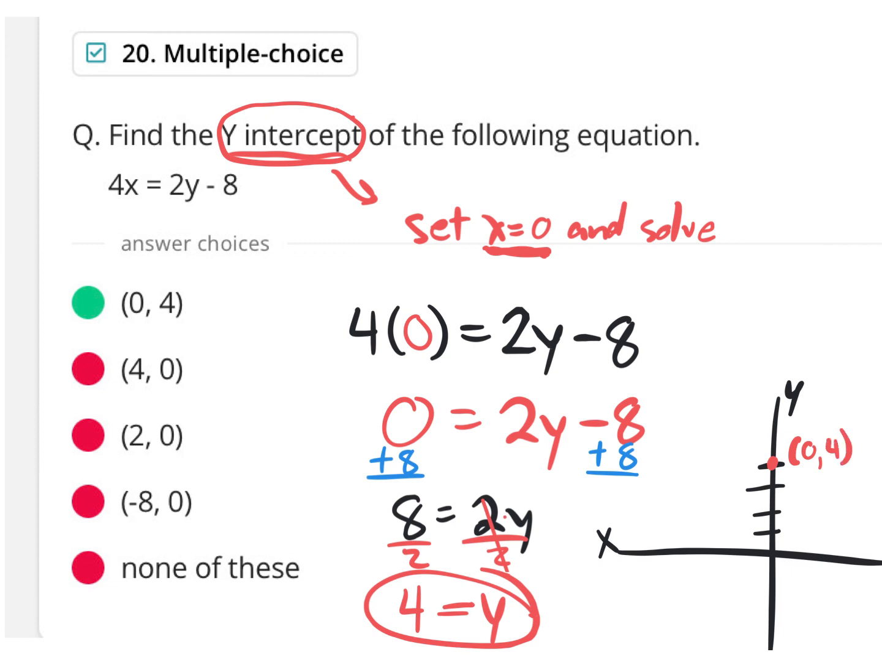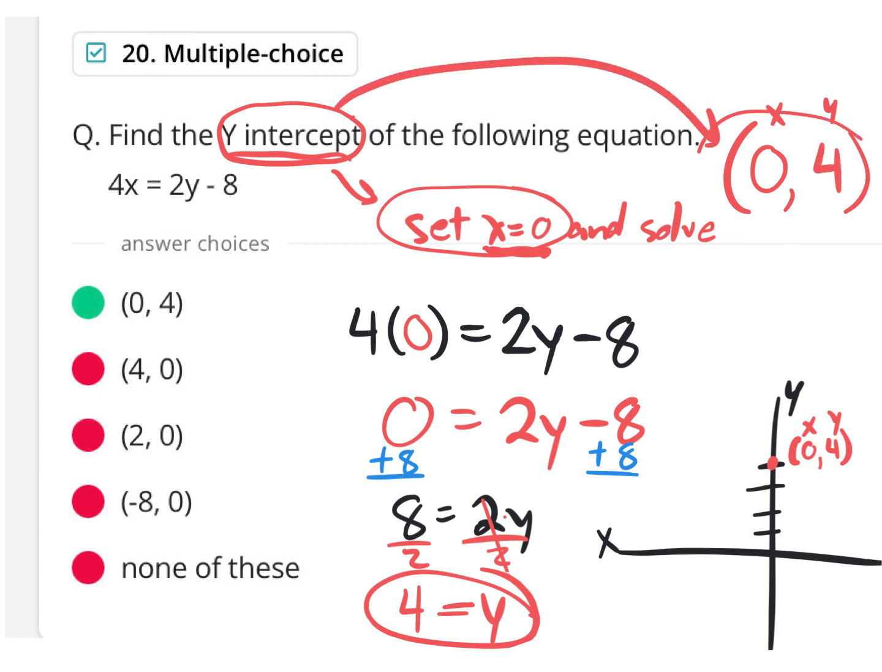Now that makes total sense that the x value is 0 and the y value is 4. After all, we did set x equal to 0. So when it comes to a coordinate, the x value, we said that the x value was 0, and we solved to find that the y value was 4. So the y-intercept is 0, 4. There's 0, 4. That's the correct one. We are done.